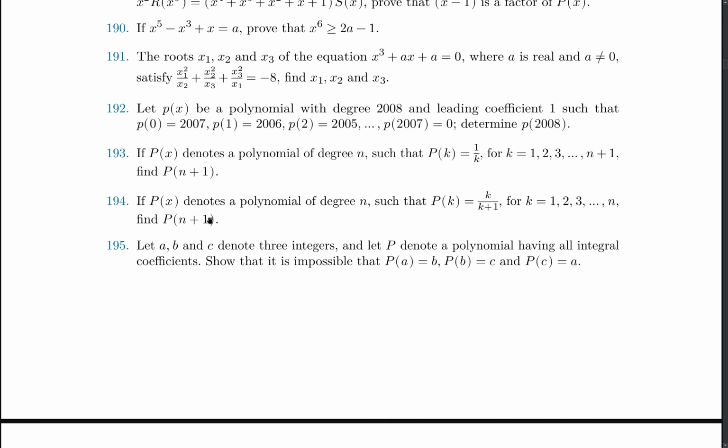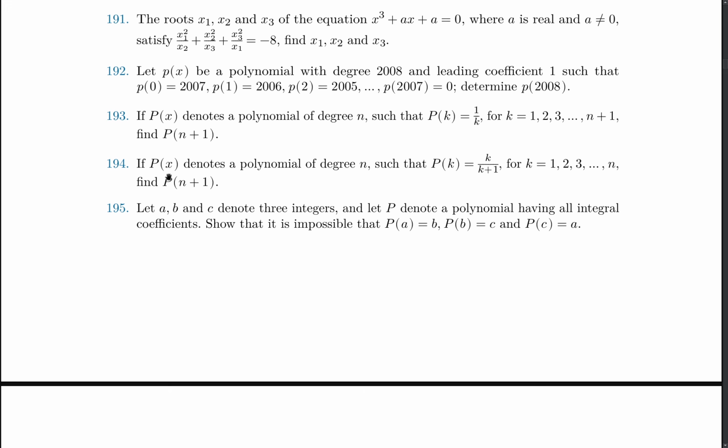So this should be n plus 2 because we are given till n plus 1. So once we have solved that, we move on to question 194.